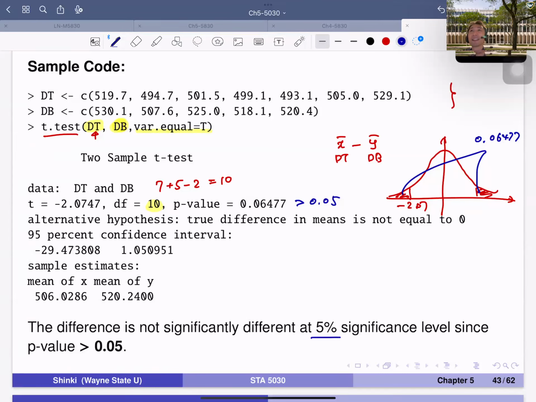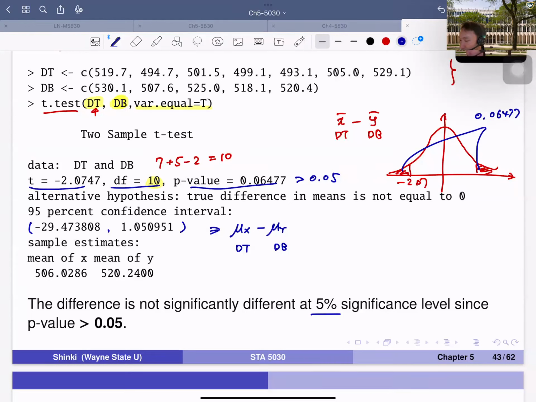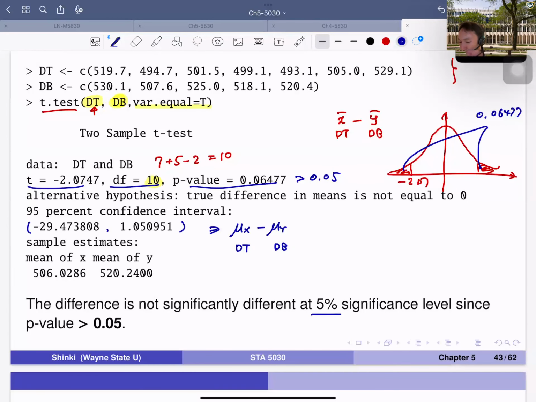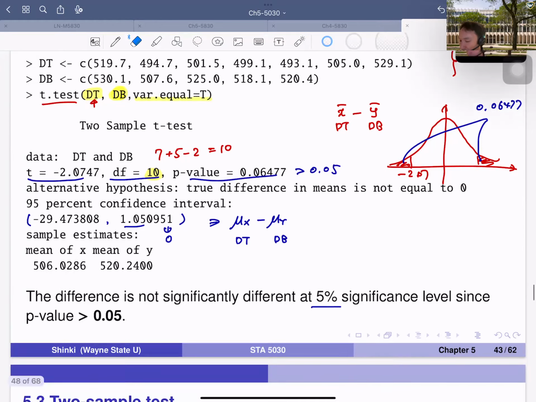So the true mean score, if we survey the whole population, all schools in Detroit and Dearborn, the mu x minus mu y is in this range. So that means the Detroit population mean score may be as much as 29 points lower than Dearborn, but possibly 1 point higher than Dearborn. So the range is negative 29 to positive 1. And actually it includes 0. So that means mu x equal to mu y is not rejected. So that is our conclusion.